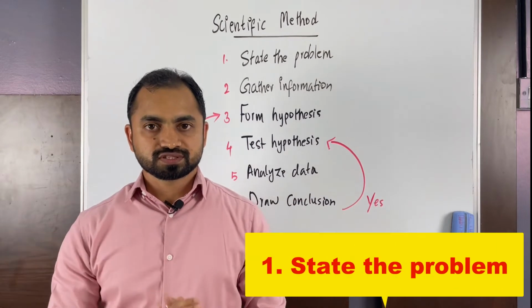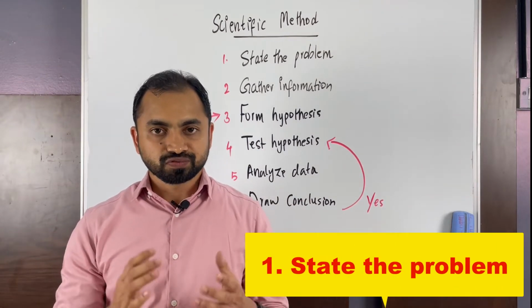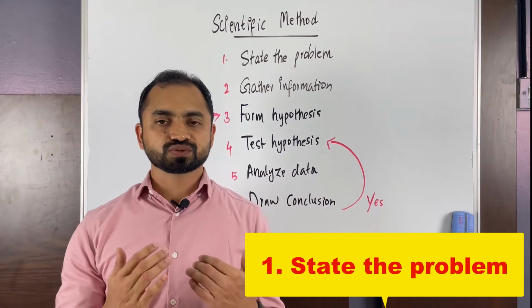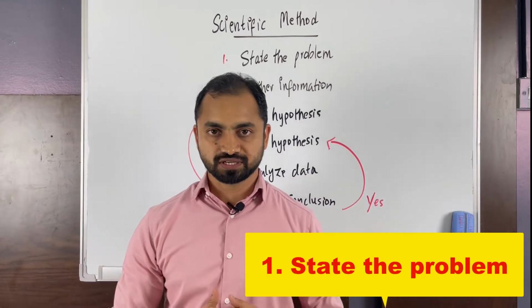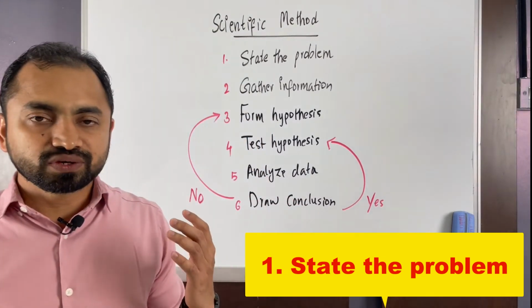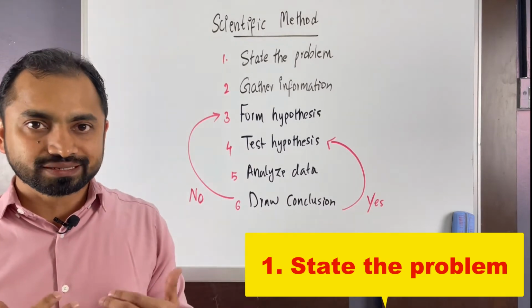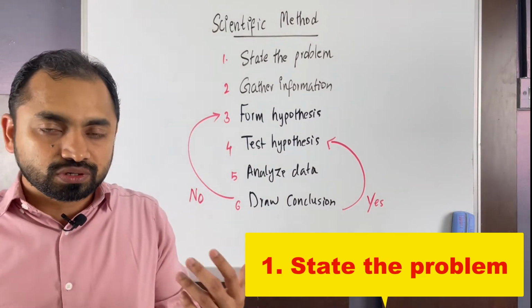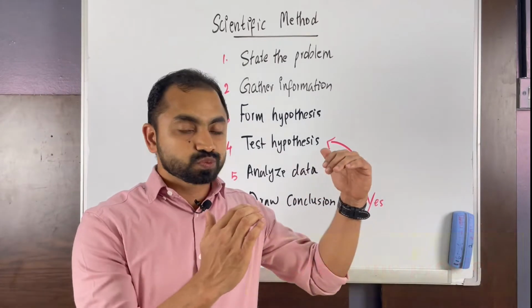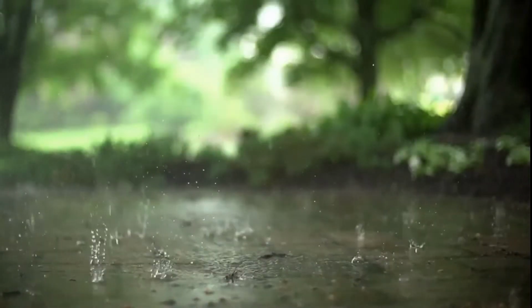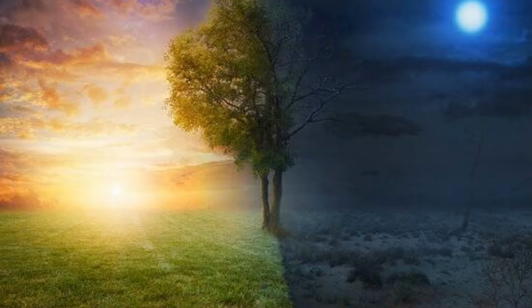Step 1 is state the problem. When we begin an investigation, we need to state what we are going to investigate. It's like we observe a phenomenon in nature and ask why it happens or how it happens. We see it's raining and ask how rain occurs, how day and night occurs.